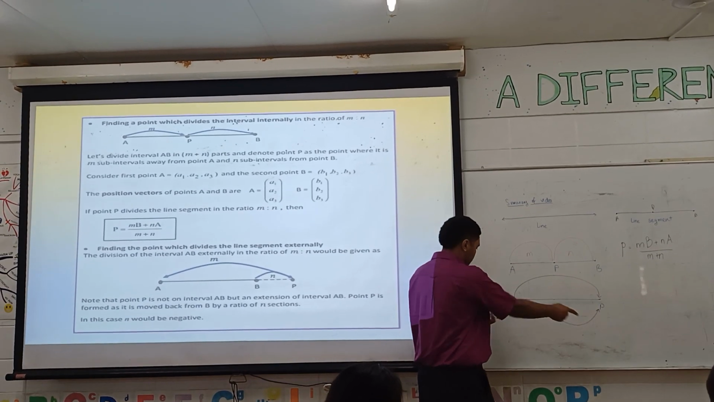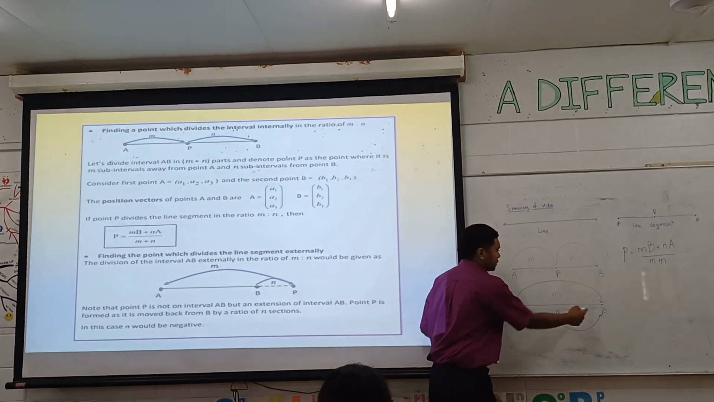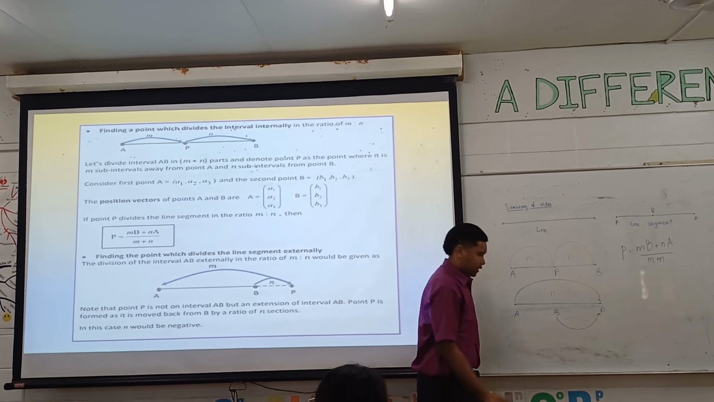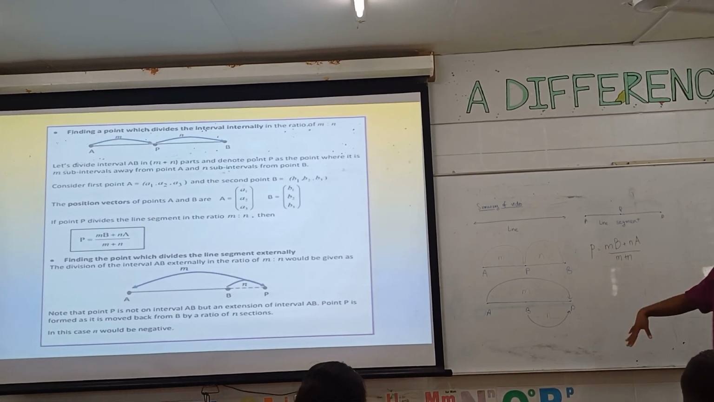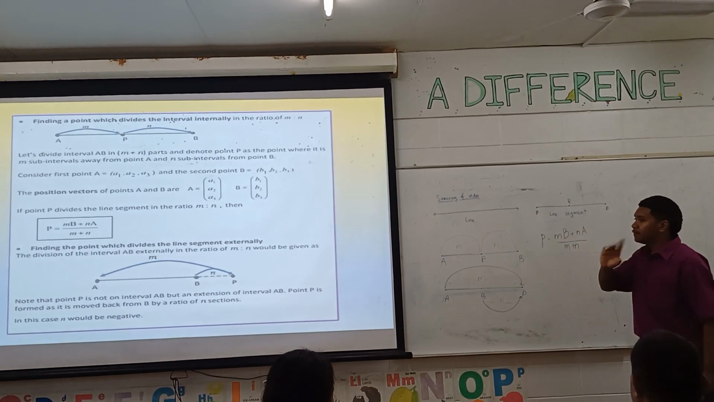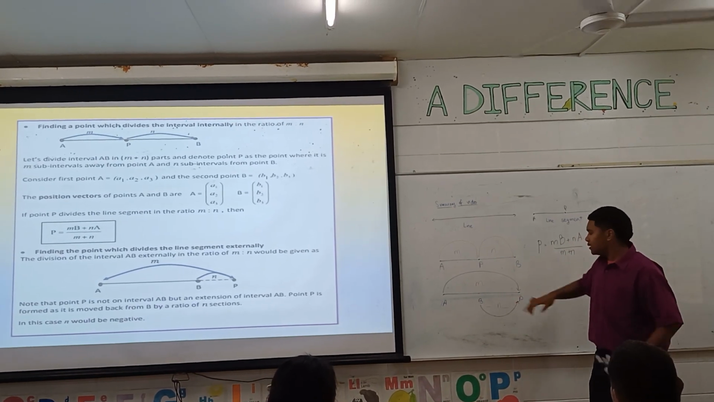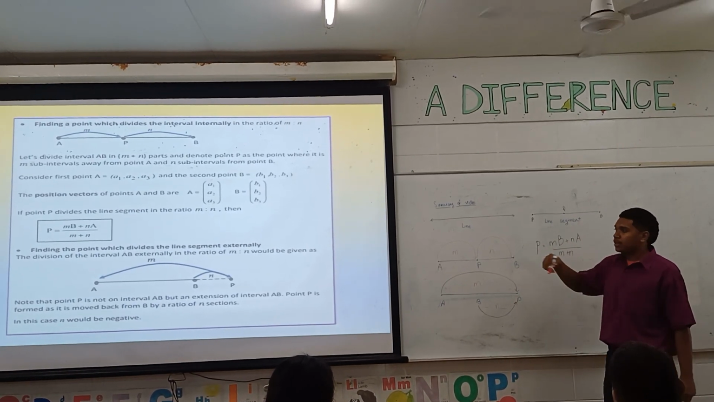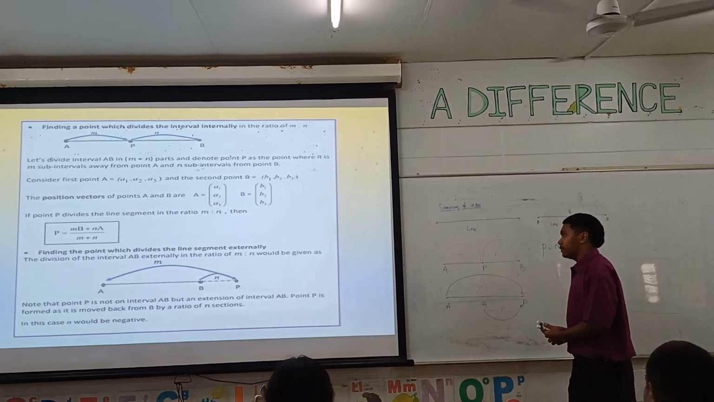What is from A to P? What is that? M, correct. And what is from P to B? N, that's right. So now you understand how this works, eh? So the formula, when you are given a question, you have to identify what is your M and what is your N, looking at the given ratio in the question, which I'm going to show you in example number 1.